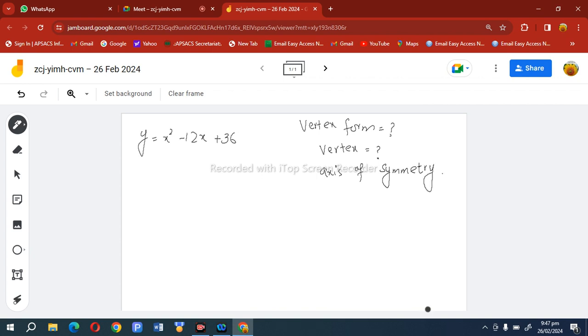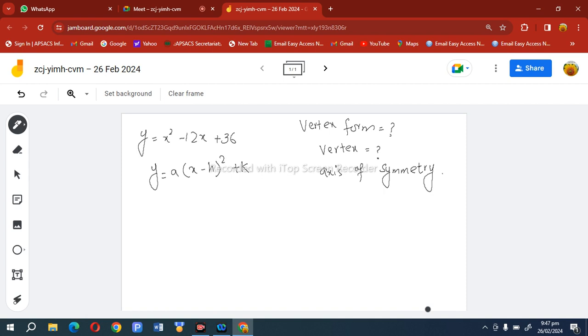Okay, the very first thing is that you have to convert this into the vertex form. So what is vertex form? Vertex form is this: y is equal to a(x minus h) whole squared plus k. This is the vertex form. So it means that we have to convert this quadratic equation into this form. I'm going to solve it with the completing the square method.